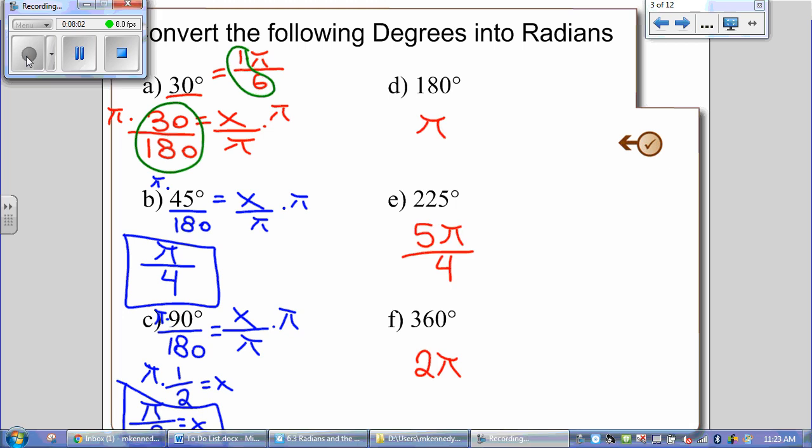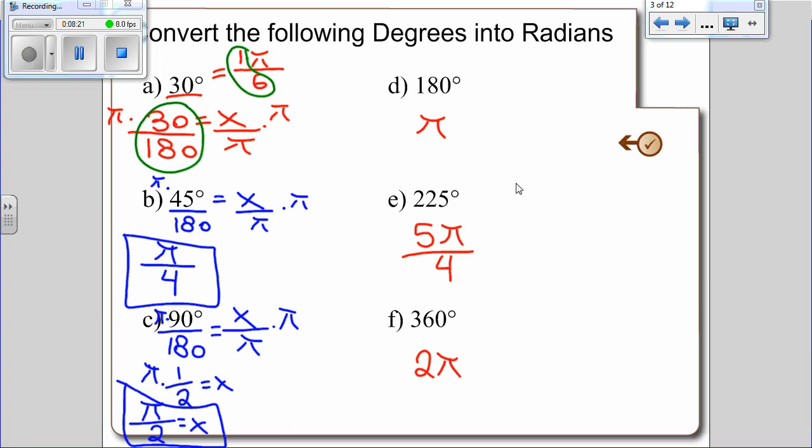Okay, so the answers are now on the board. 180 converts to just be pi. 225 converts to be 5 pi over 4. And 360 converts to be exactly 2 pi. If you wrote the 225, it's 5 over 4 times pi. We just convert that thing into 5 pi over 4. We multiply the numerators together so that it's in a nice single fraction.